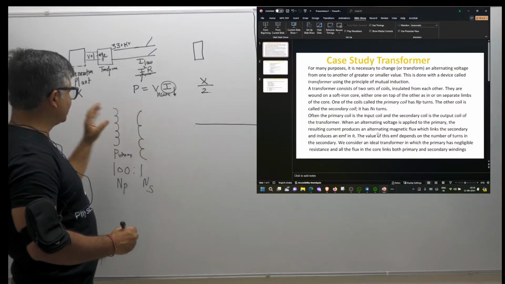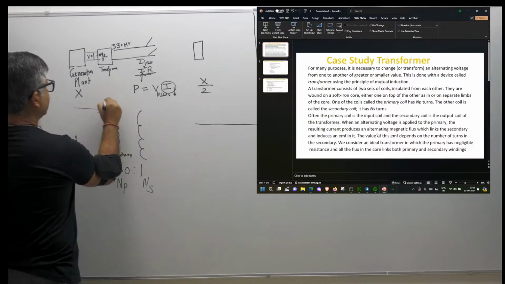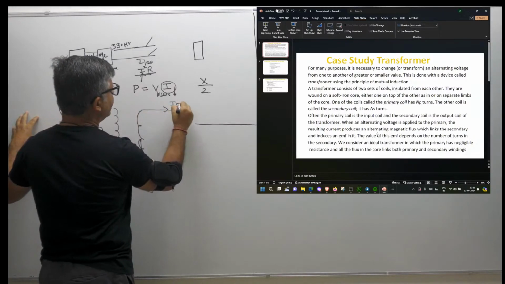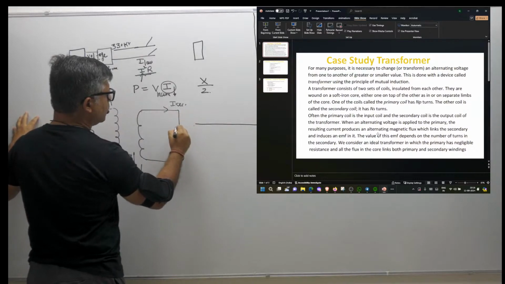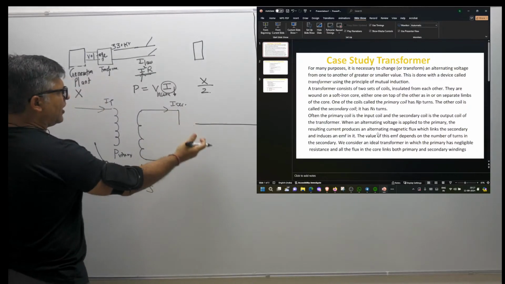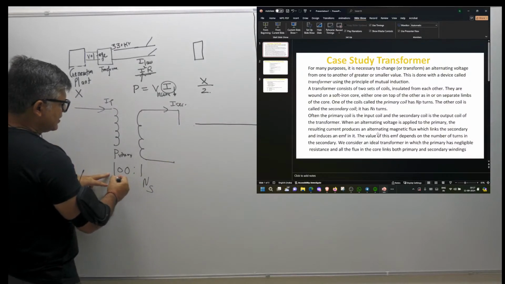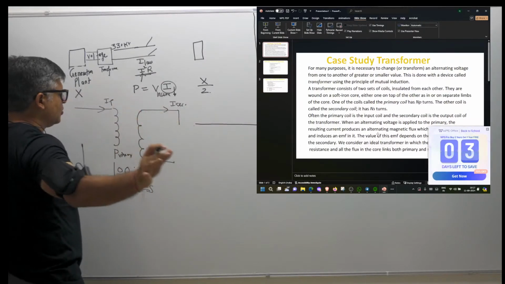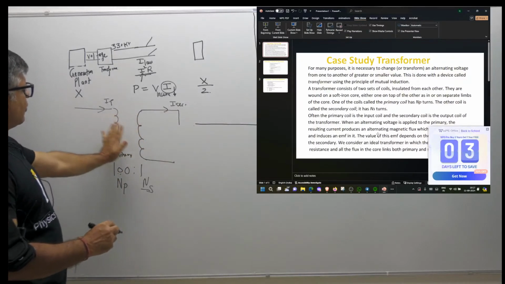But there are two coils, primary and secondary. On the primary side, you have primary current, and on the secondary side, you have I secondary, right? And this is where your actual load is, which wants the voltage up or down. In this case, since the primary is higher and the secondary is low, it's a step down, right? We'll discuss that. Don't worry. So this is the way a transformer looks.